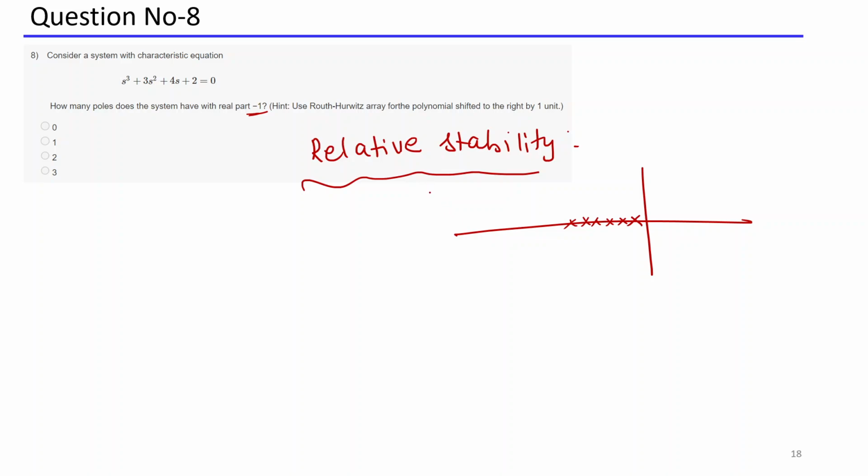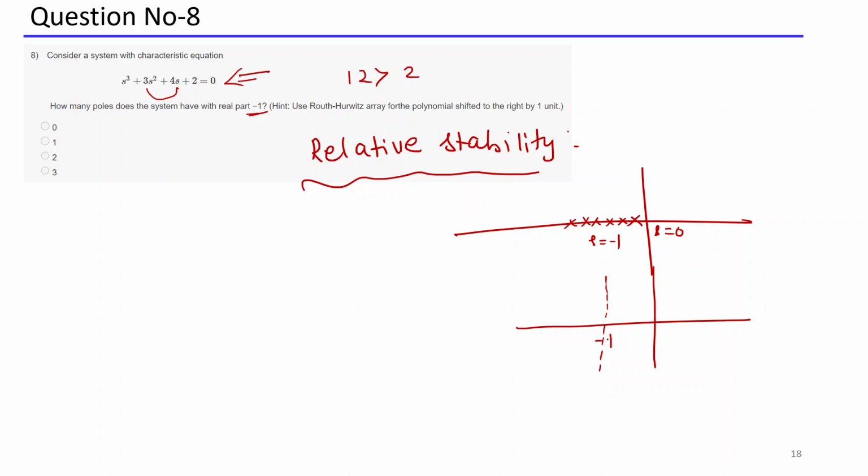Relative stability means you first have to understand that the system is stable. It means whatever the characteristic equation given, it is a stable system. You can clearly see that the inner product 4 into 3 is 12, greater than the outer product. So by looking at the question, you can say the system is stable. But he is not asking about a equal to 0. He is asking at a point which is a equal to minus 1.